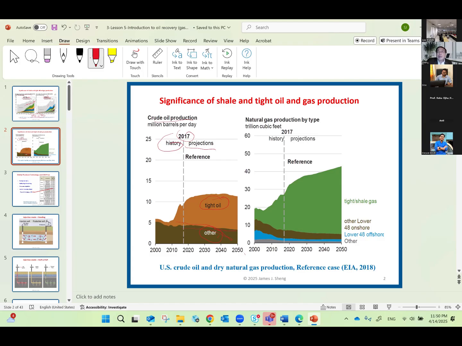And similarly for the gas production in the right-hand side picture. Left is history and right is prediction. You can see overall production from conventional reservoirs declines, but gas production from shale reservoirs is increasing. So therefore, from both the history and the future production, we can see it is very important to know how to produce shale oil and gas reservoirs.